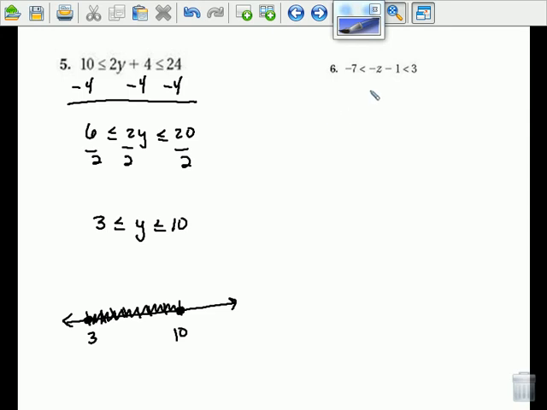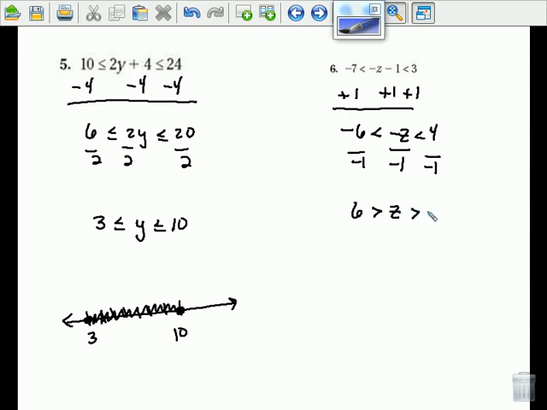All right, number 6. I'll add 1. So I end up with negative 6 is less than negative z is less than 4. Now I have to divide by negative 1. And recall before, when you divide, you have to flip the sign. So this is 6 is greater than z is greater than negative 4.